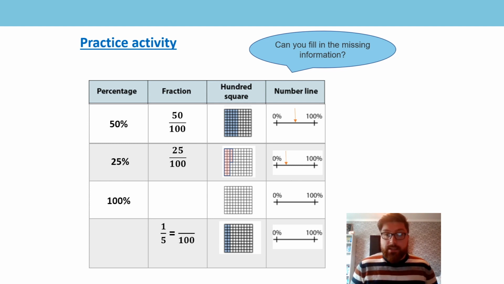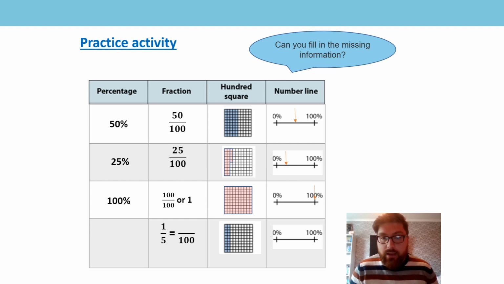The next one, 100% as a fraction. Well, we could write that 2 ways, couldn't we? We could write that as 100 hundredths. Or we could write it as 1 whole, because we know when the numerator and the denominator are equal, it is 1 whole. The 100 square, we would need to colour in the entire 100 square, all 100 squares within that 100 square. And the number line, of course, our arrow needs to be pointing at exactly 100%, not a little bit before or a little bit after, exactly 100%.